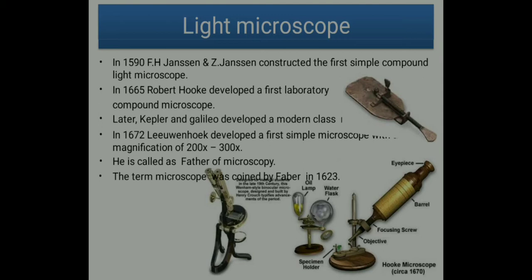Now let us talk about some historical background of the light microscope. In 1590, F.H. Jennison and Z. Jennison constructed the first simple compound light microscope. In 1665, Robert Hooke developed the first laboratory compound microscope. Later, Kepler and Galileo developed the modern classroom microscope.